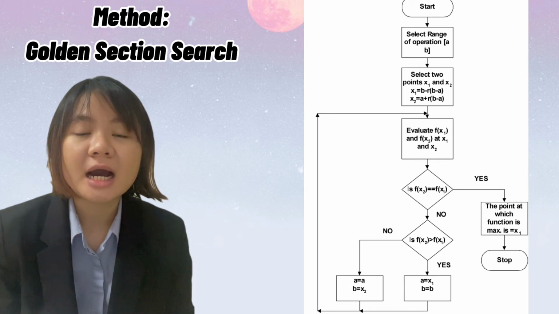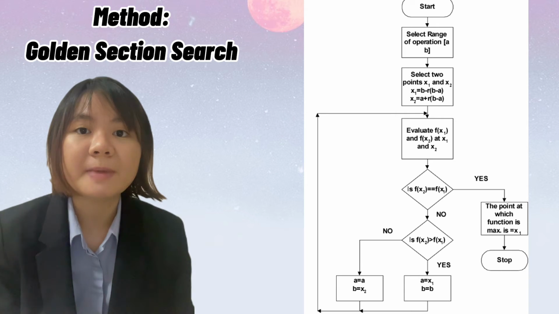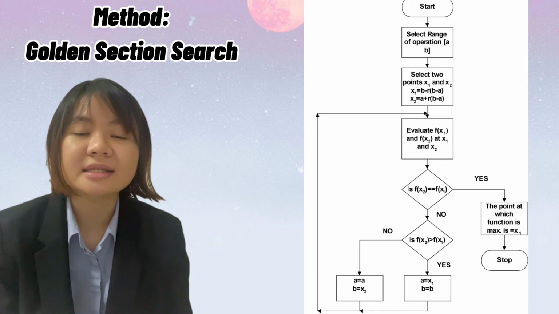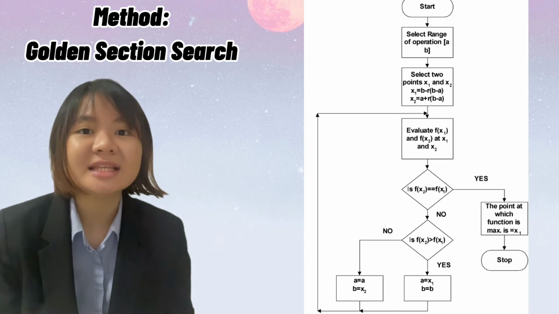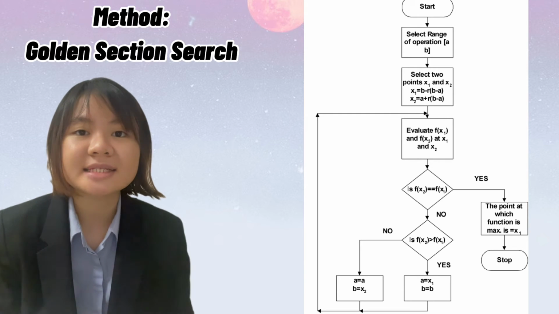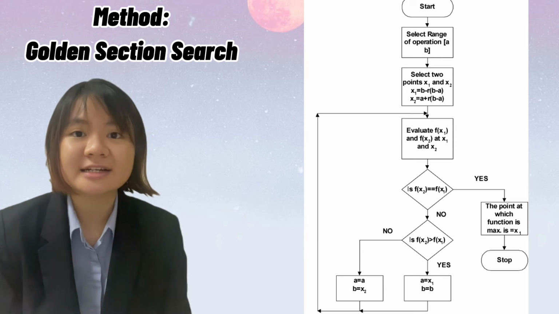Whereas if the power at S2 is more than the power at S1, then S1 will become the new value for A and B will remain. Continue to repeat the steps until the absolute B minus A is less than the tolerance for the next iteration.